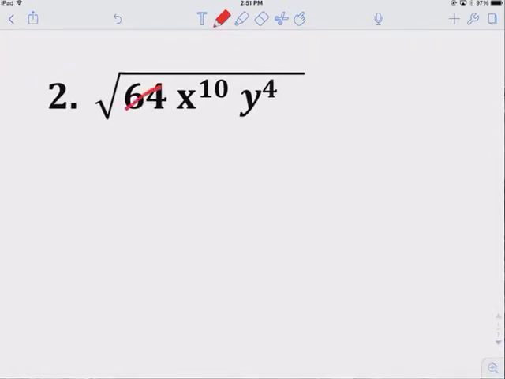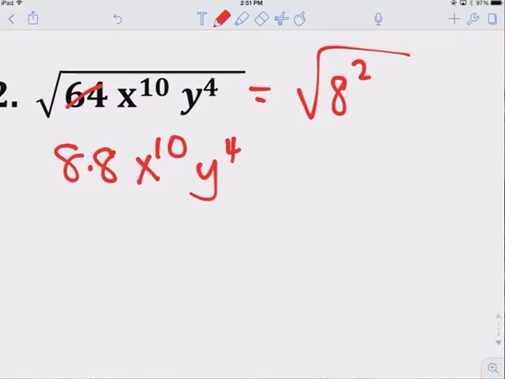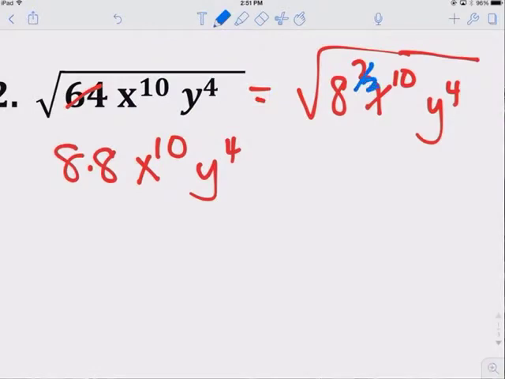Okay, this is 8 times 8, right? You can stop here when you get 8 times 8 and leave it like that, because we can write it 8 squared, x to the 10, and y to the 4. Okay? We divide this by 2. Is there any 8 remaining? No. So 8, the square root.